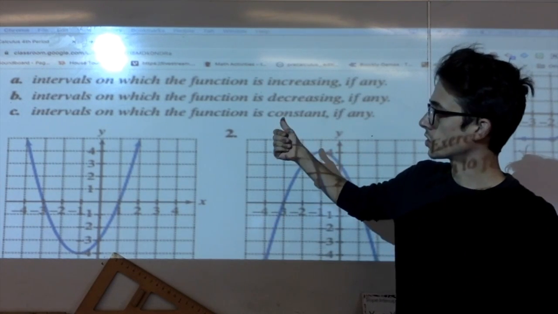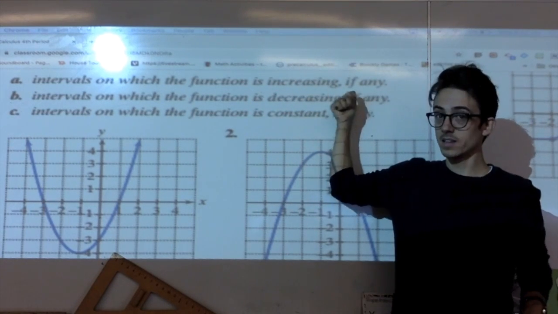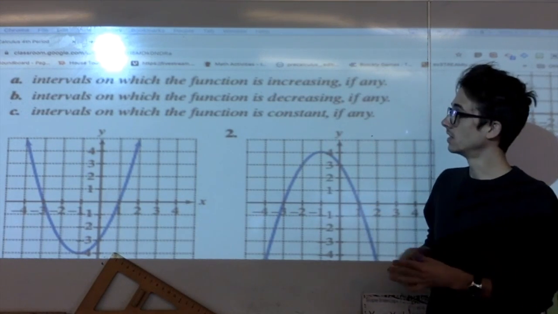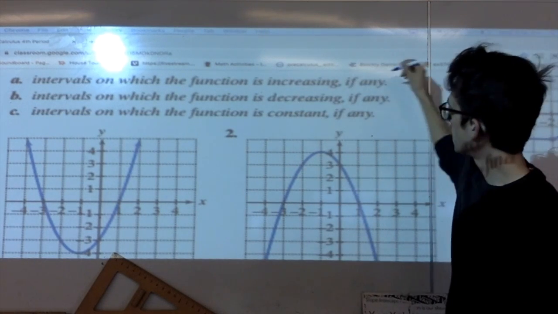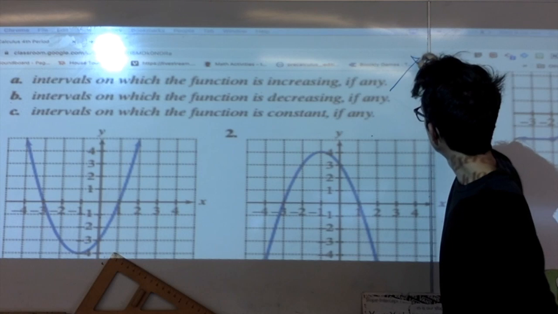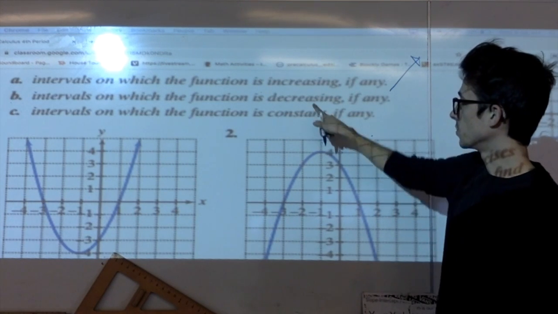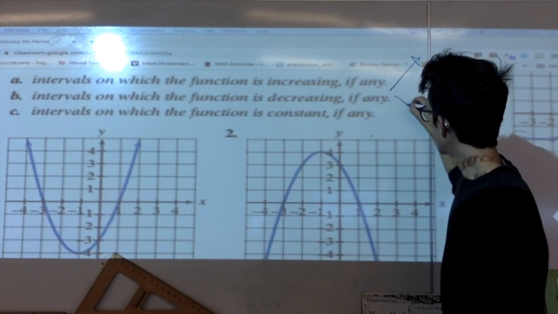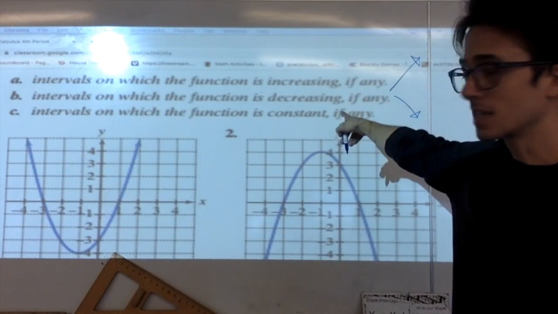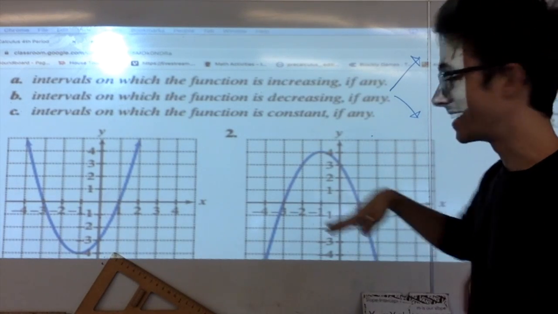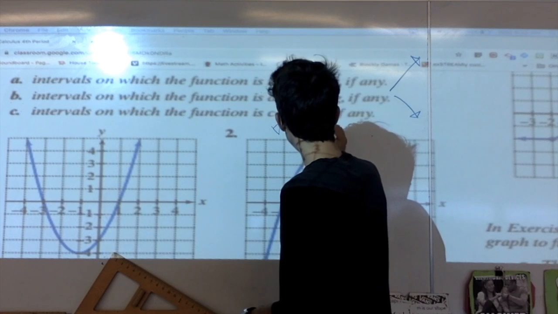Here we're being asked to determine which intervals has the function increasing, if any. Sometimes we don't have anything. So let me give you a quick idea. If this function was increasing, it would be moving up and to the right from a bottom low point. If it was decreasing, it would be going down and to the right. Whereas if it's constant, it's just a flat line. So that's what we need to think of when we're working through this.